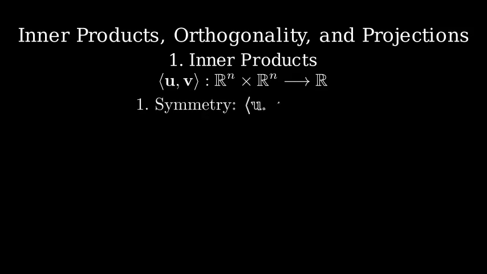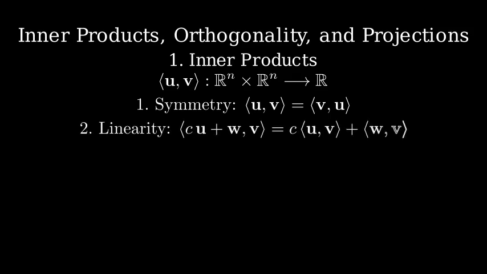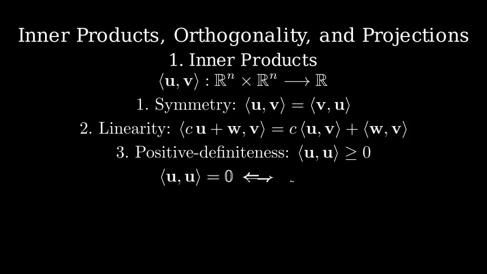An inner product must satisfy three key properties. First, symmetry. The inner product of u and v equals the inner product of v and u. Second, linearity in the first argument. The inner product of a scalar times u plus w with v equals the scalar times the inner product of u and v plus the inner product of w and v. Third, positive definiteness. The inner product of a vector with itself is always non-negative and equals 0 if and only if the vector is the zero vector.